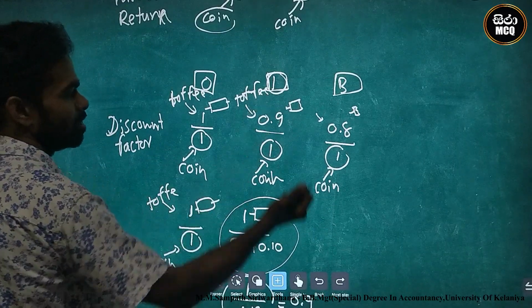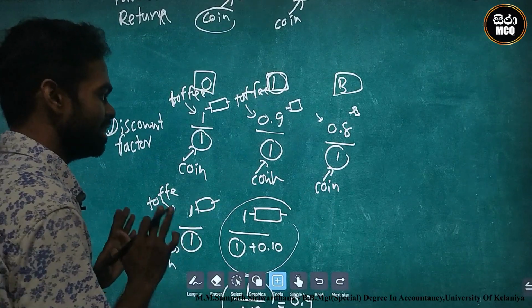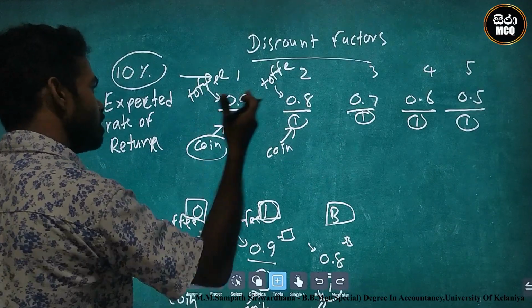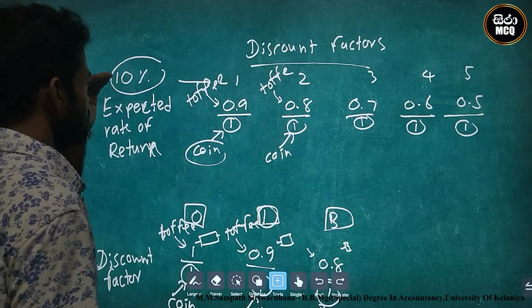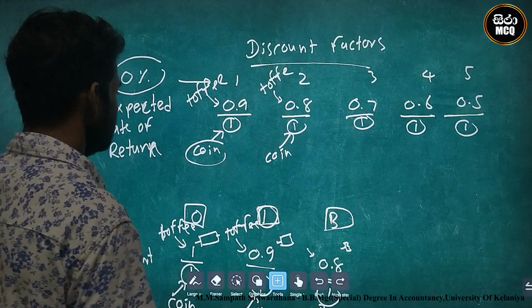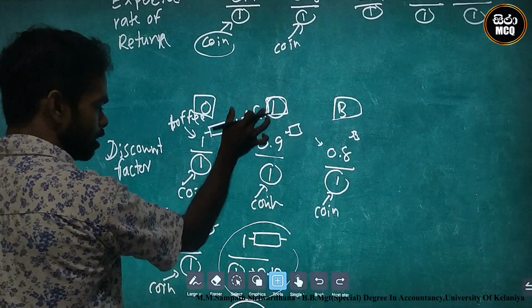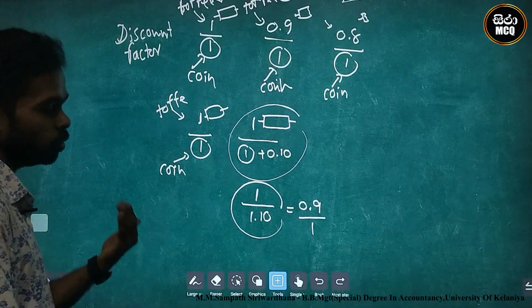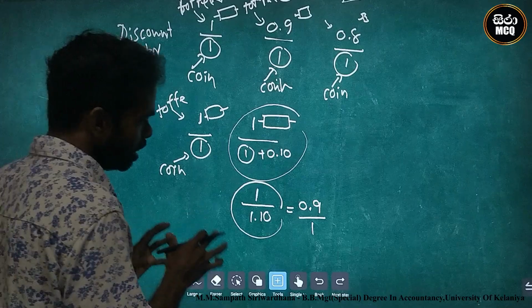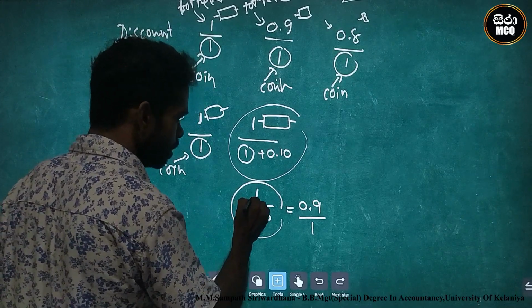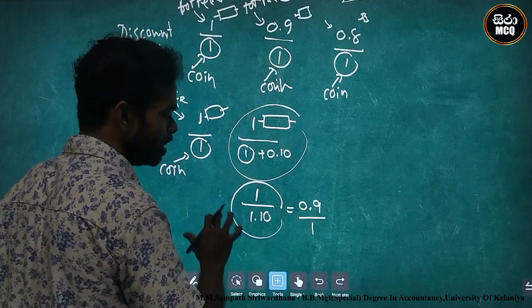0.9 is there. This is the meaning of the discount factors. Think about when the interest rate is higher. Currently it is 10%, and it increases to 12%, then 20%. At that point, you can think these discount factors are decreasing.